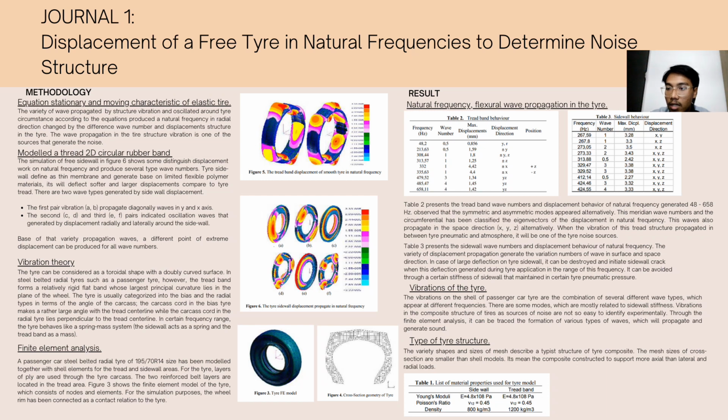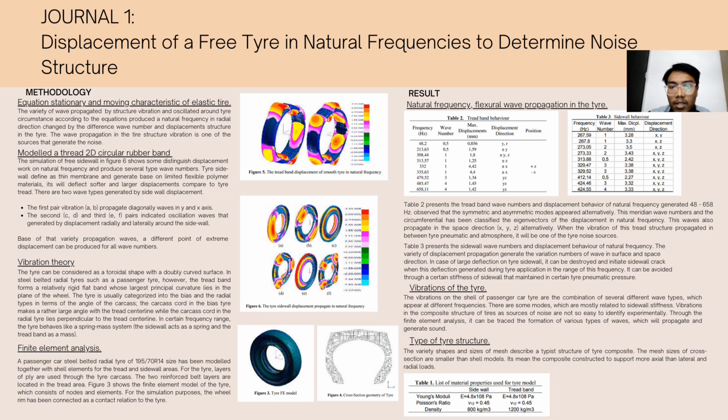As shown in figure 6, the first pair of vibrations, AB, propagated diagonally as waves in the Y and X axes. The second pair, CD, and the third pair, EF, indicated oscillation waves generated by displacement radially and laterally around the side wall. Based on that variety of wave propagation, different points of extreme displacement can be produced for all wave numbers. The third one is vibration theory.